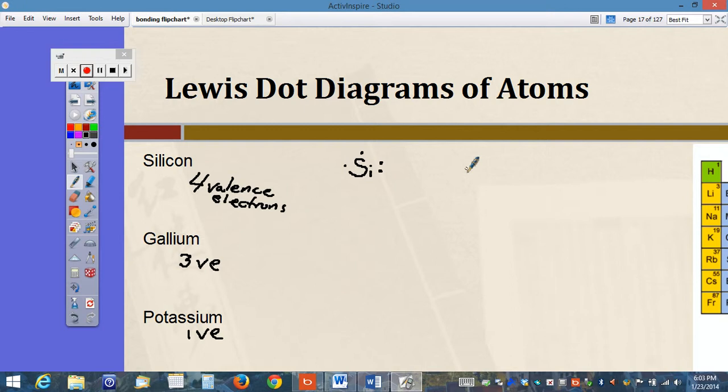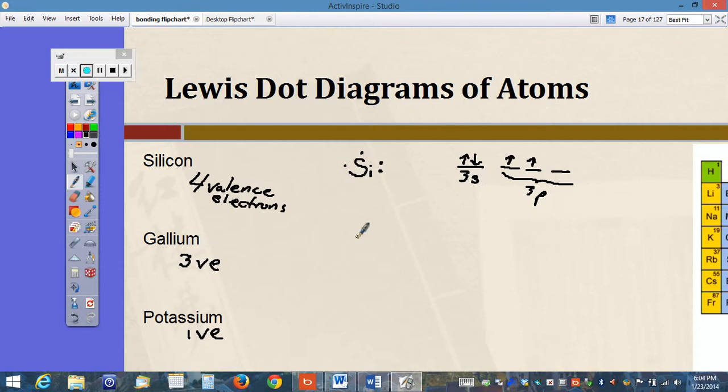This is left over from last year when you would have said 3s has 2 electrons, and the 3p's, there's 3 orbitals, and the electrons spread out before they pair up. That's how you get this order.